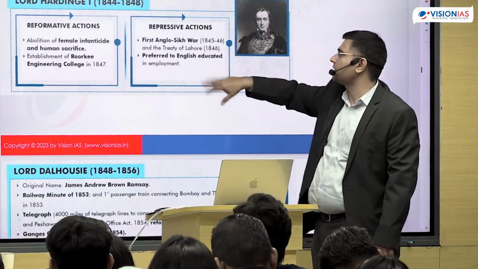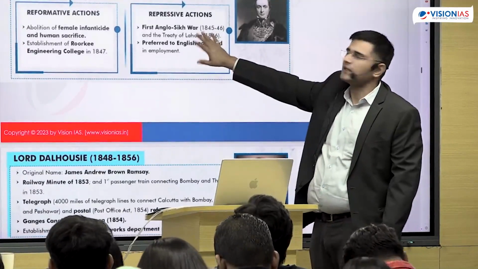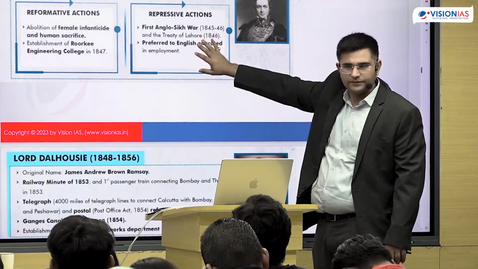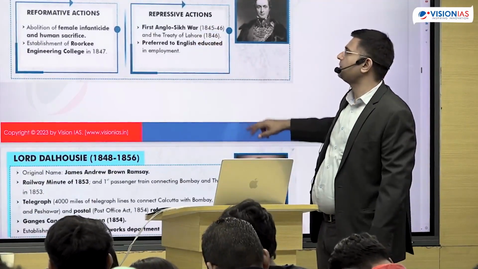The second will take place under Dalhousie. This resulted in the setting up of indirect rule in Punjab. Jalandhar was also annexed. So that is what is happening.